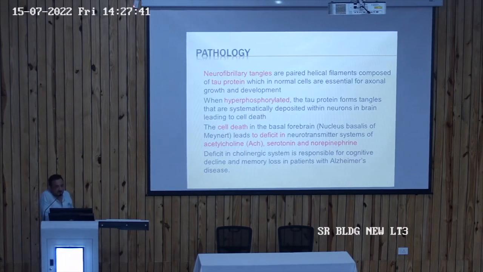जिसकी वजह से सेल डेथ होगी, न्यूरनल डेथ होगी, न्यूरनल एपोप्टोसिस होगी और न्यूरॉन से जो भी न्यूरोट्रांसमीटर्स बनते हैं, they will get affected, like acetylcholine, noradrenaline, serotonin. ये सब बनना कम हो जाएंगे. And the cholinergic system is mainly responsible for memory. So cognitive decline and memory loss in the patient with Alzheimer's disease.